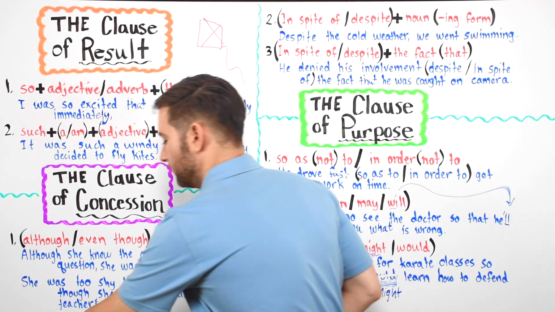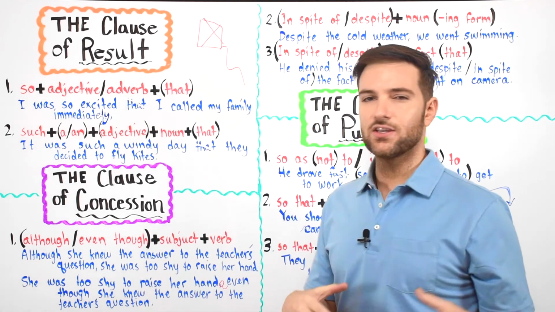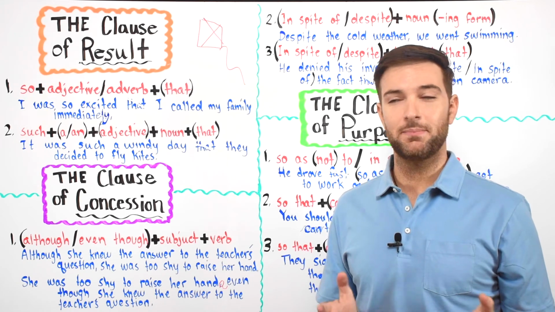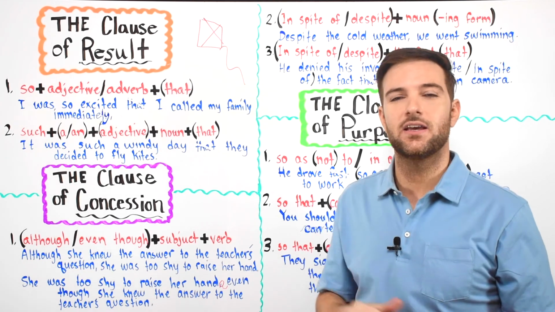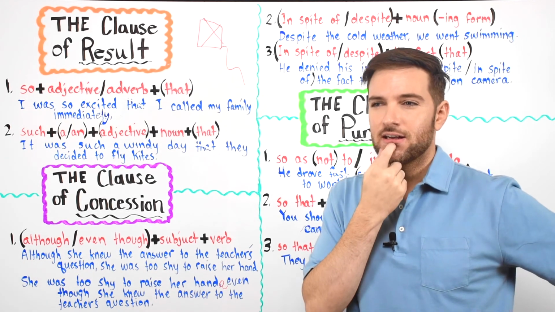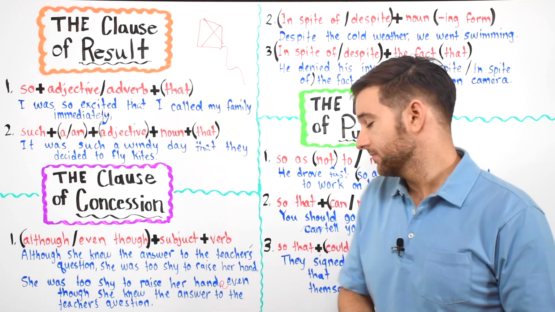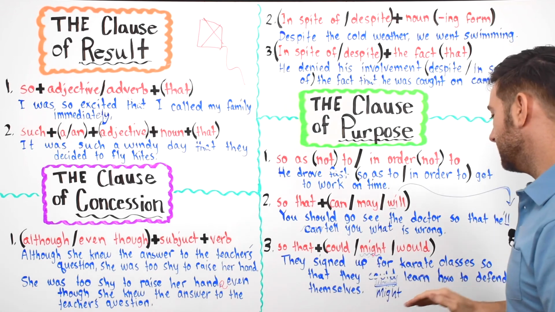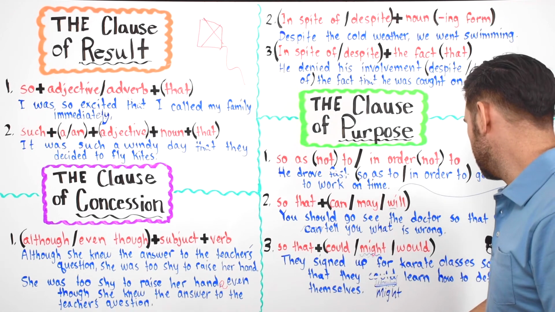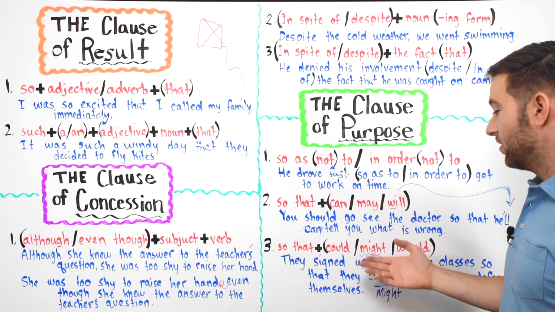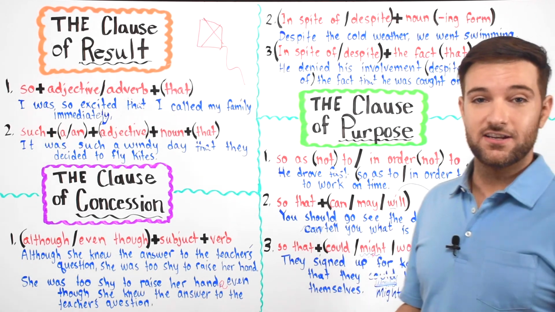Remember, when we use might, it's more like you're not sure. We're talking about a possibility, uncertainty, maybe a little doubt. They might. I'm not sure. Are they going to learn karate? They signed up for karate classes so they might learn how to defend themselves, so they could learn how to defend themselves, or so that they would learn how to defend themselves.